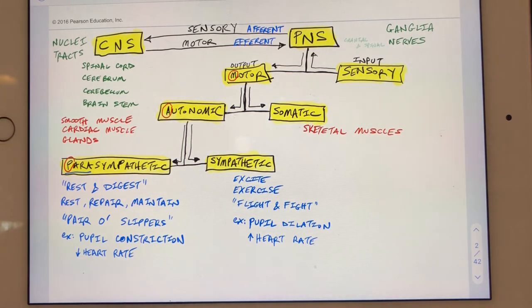Okay? So this is an extreme example, but an example of many where you're using both. They're not necessarily mutually exclusive. Whereas your parasympathetic and sympathetic nervous systems, they at least to some degree exclude each other. Either one is more so in charge or the other is more so in charge.